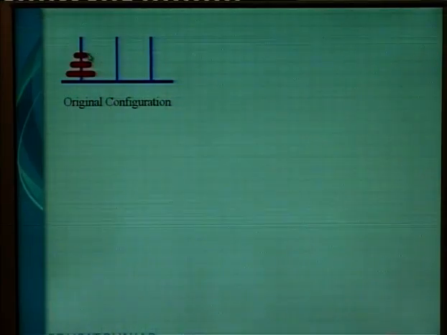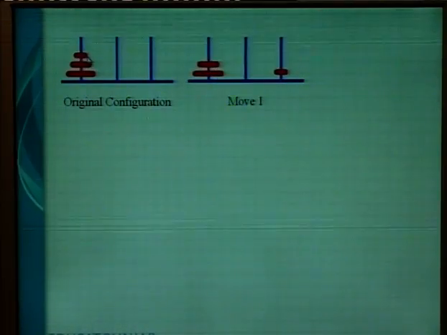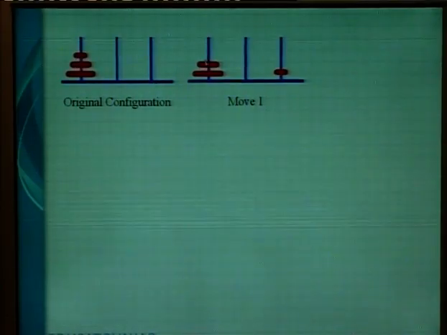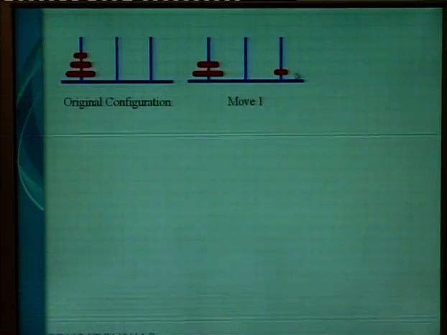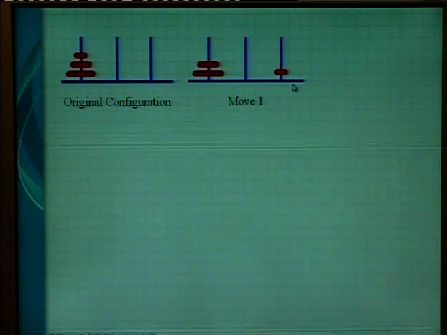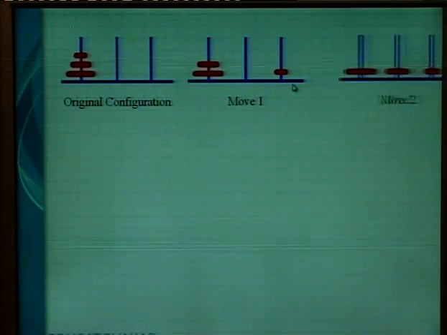The larger disk cannot come on top of the smaller disk, and at a time we can move only one disk. So, we can remove only the disk that is on the top, that is the smallest disk. So, this disk will go to the destination peg. In the first move we have moved the topmost smaller disk to the destination peg. Now, there are two disks on the source peg and one disk on the destination peg.